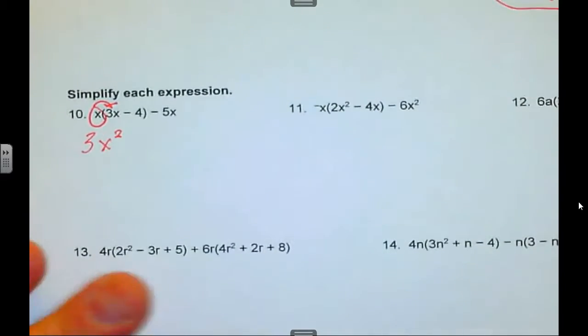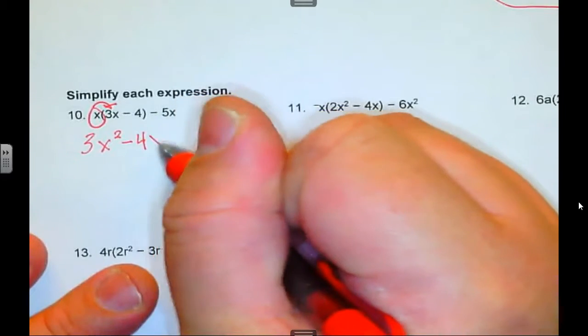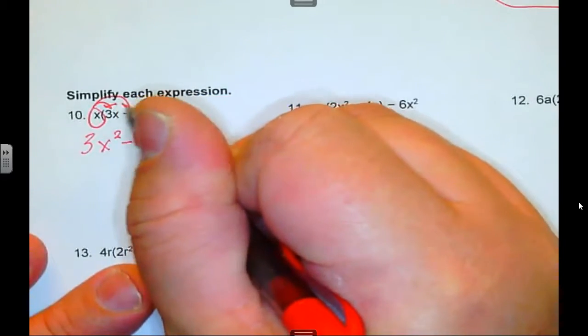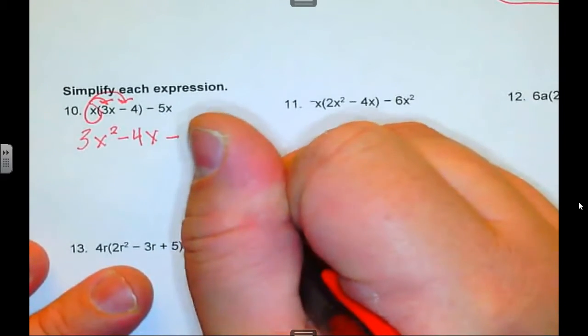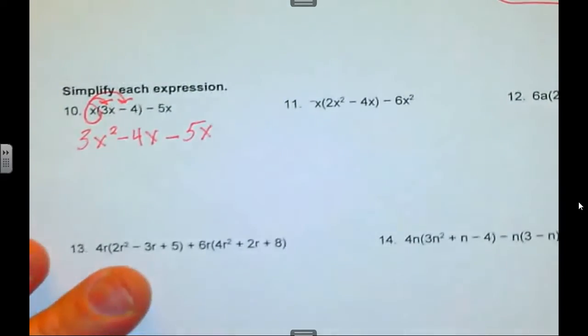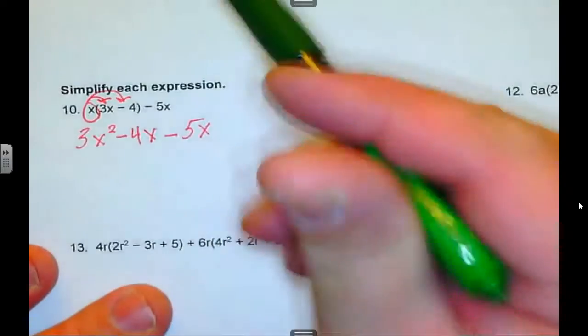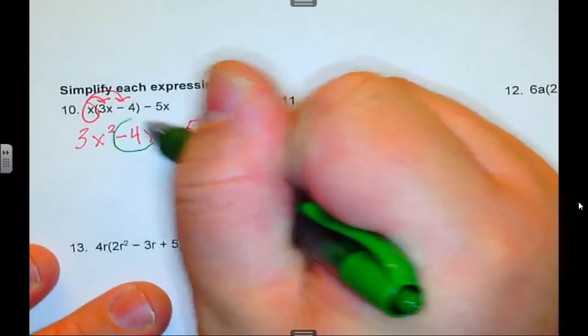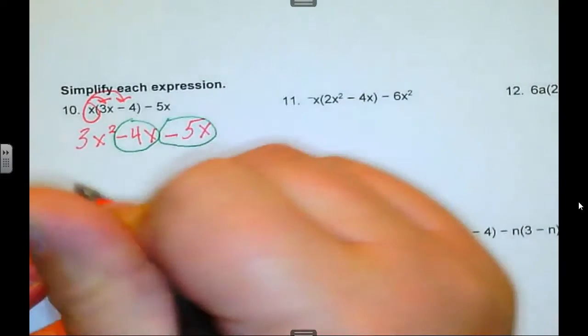Okay, x times 3x, 3x squared, x times negative 4. Do not distribute the numbers outside the parentheses. Just carry it down. You're minus 5x. Now what? Combine like terms. What are my like terms? Good. Negative 9x.